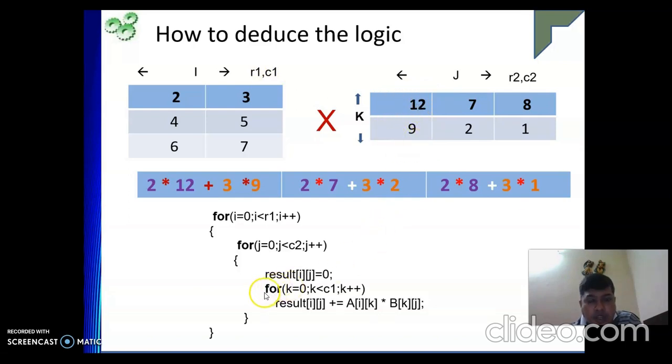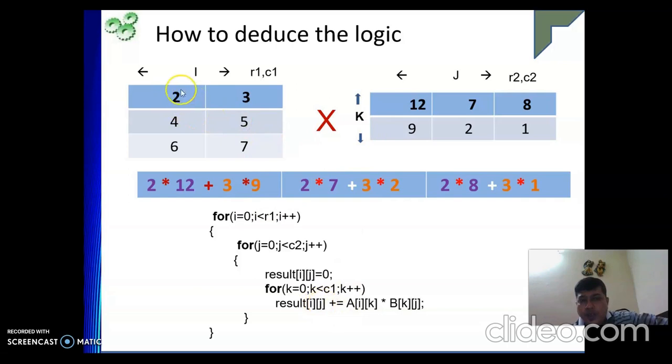So the innermost loop will be from 0 to C1 or R2. So you can see C1 or R2. Yes, and then we put result ij equal to 0, or it is not required. Also, we'll see in the programming, initially if you set it equal to 0 also, it works. Now result ij, because that is where we are storing. This is ij, so row 0, column 0, because this is the implementation that we are doing in C, 0 and 0.